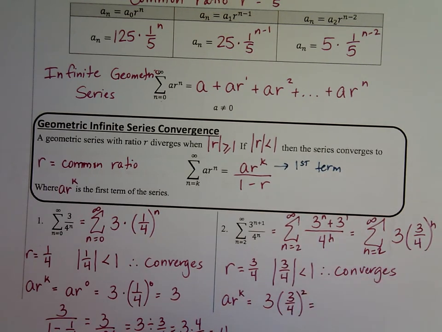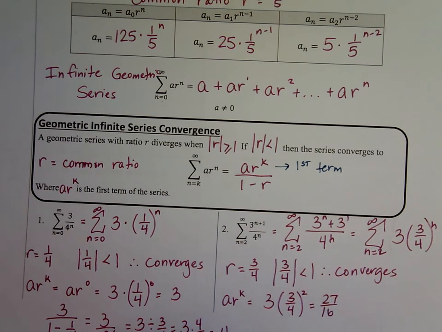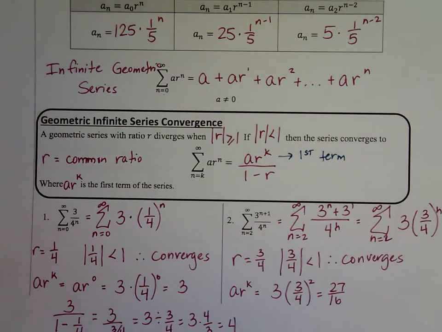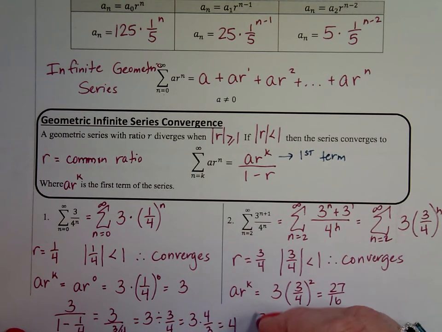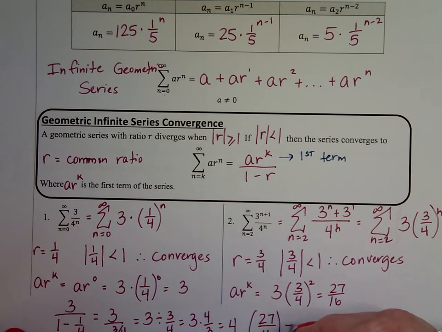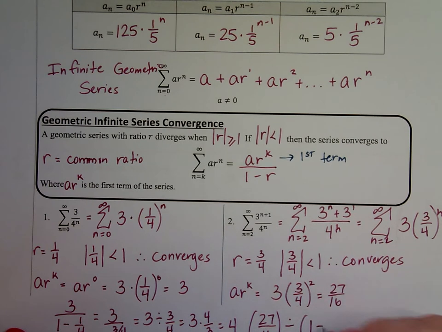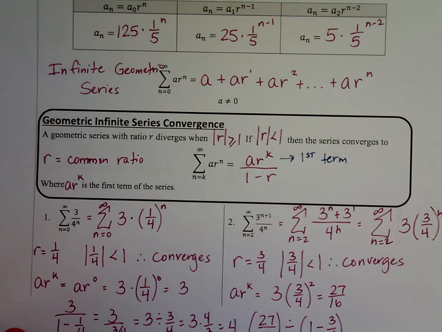All right, let's think about this. 9/16. But the 9 gets multiplied by another 3, gives me 27/16. I can do the same thing, take the first term, 27/16, and divide it by 1 minus my r of 3/4. I just went horizontal automatically.